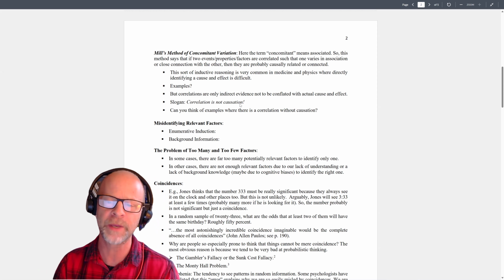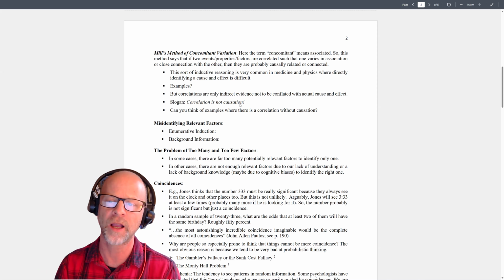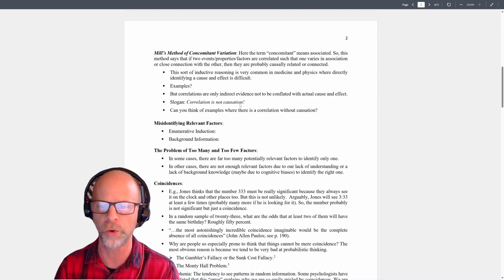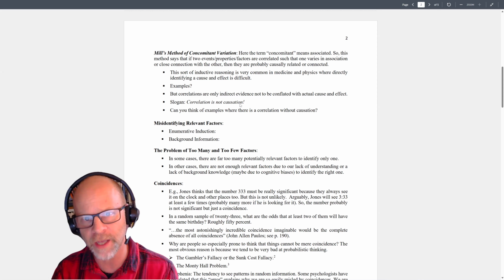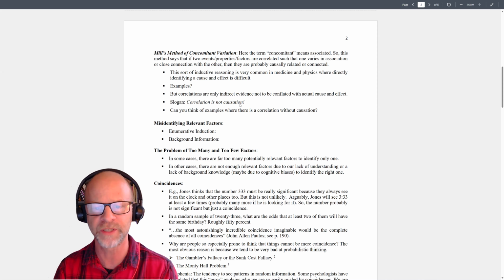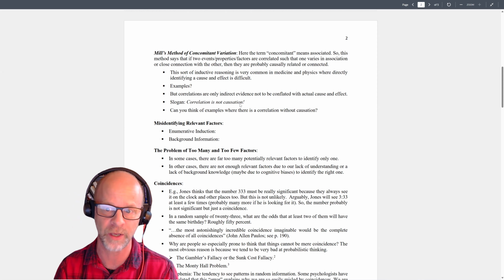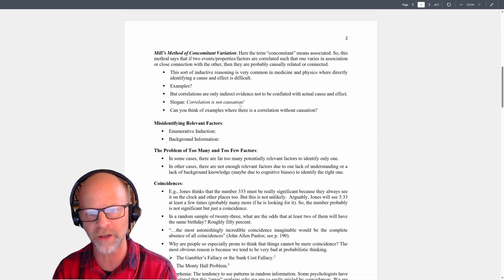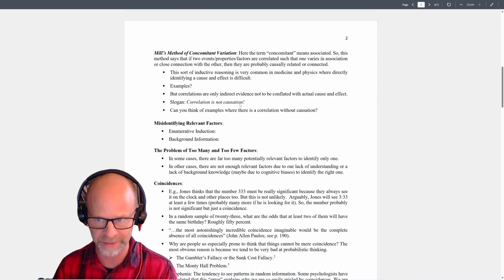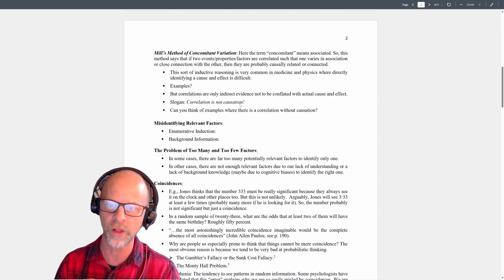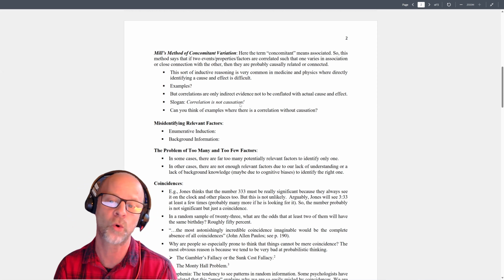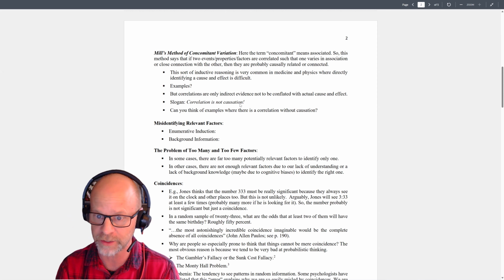So we need to be careful not to conflate cause and effect with mere correlation, right? The slogan that is oftentimes presented here is correlation is not causation. It's not necessarily the same thing. So I want you to think about different examples, especially the sorts of examples that might show up in medicine or physics, as well as examples where there is a correlation without any causation.